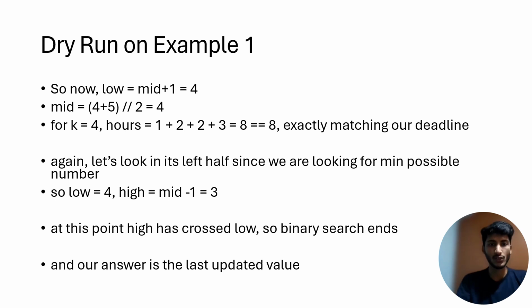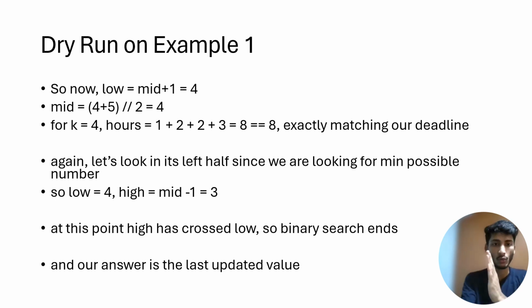So previously, sorry, previously high was 5 and now it has to become mid minus 1. So previously mid was 4, it will become now 3. Now as you can see, high has become 3, low is 4. Always when you have low and high, low is at a lower point than high. Whenever high becomes lesser than low, that means we have gone in the wrong direction.